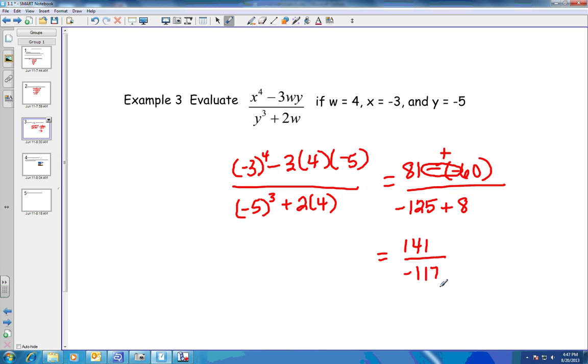And then I don't think that's going to simplify at all. So if it won't simplify, you're going to leave it. This actually simplifies. Let's see what goes into that. 117. This actually simplifies down to 47 over 39. And this is negative because I have positive over negative.